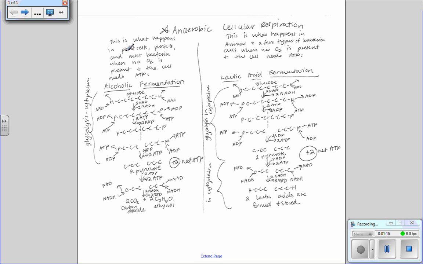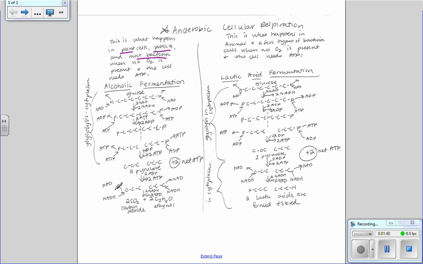All right, so alcoholic fermentation occurs in plant cells, in protists, and in most bacteria. So these types of cells, when there's no oxygen available for them to go into aerobic cellular respiration, are instead going to go through alcoholic fermentation. We call it alcoholic fermentation because an alcohol molecule is one of the molecules made at the end. It starts off just like aerobic cellular respiration, so glycolysis is going to happen.